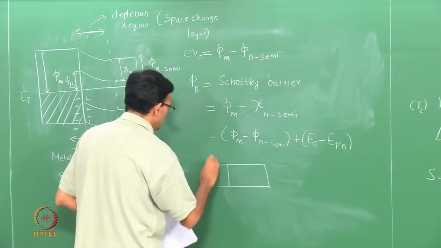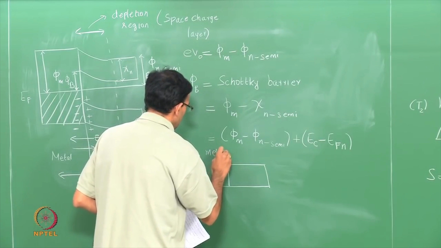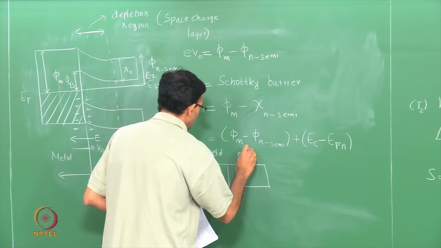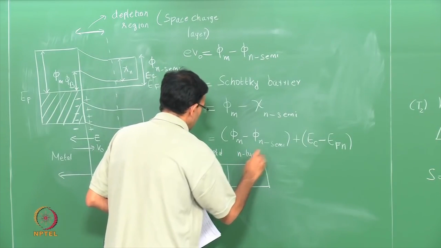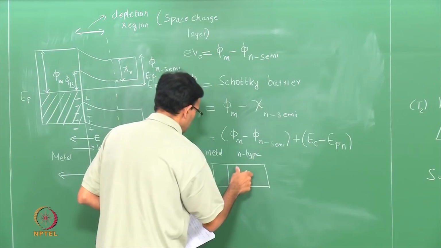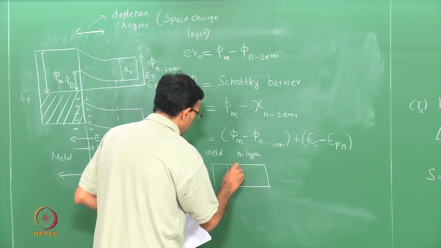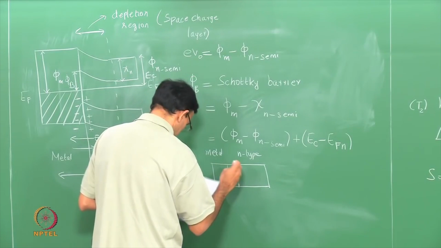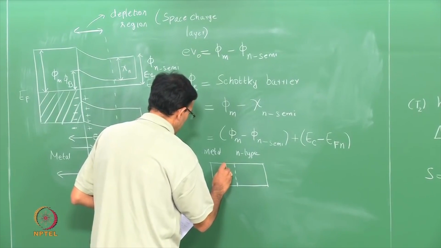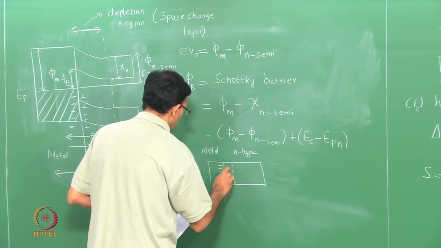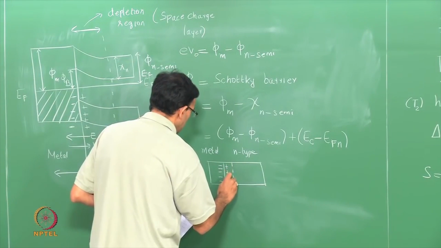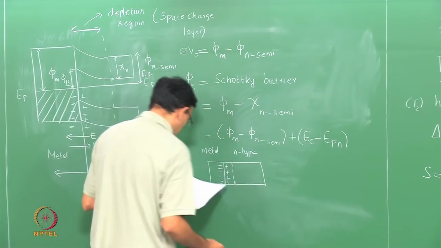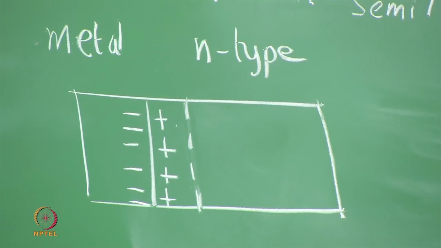So, this is the metal side, this is the n-type semiconductor side. I will draw this with a dotted line to show the depletion region. So, the metal has a net negative charge and there is a net positive charge on the semiconductor. So, this is the case when you have this system in equilibrium.